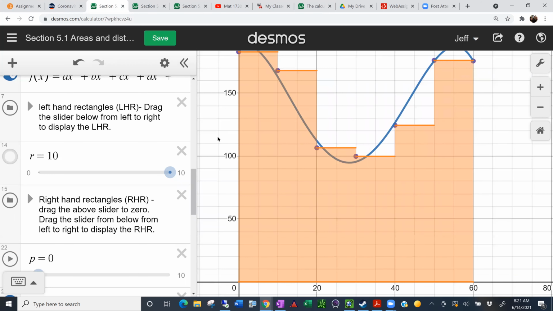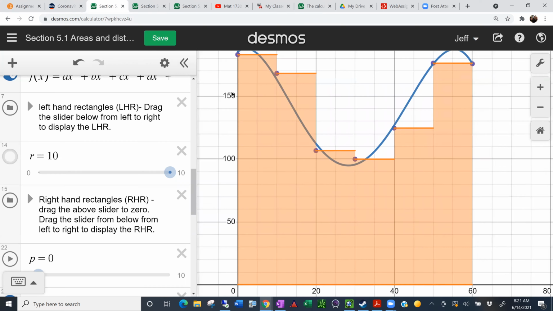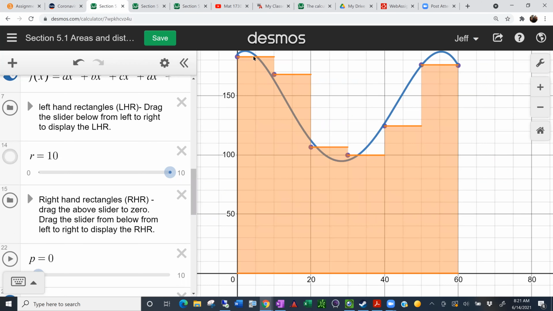Now it's just an estimate, right? Because as you can see, these rectangles aren't a perfect approximation of the area. In fact, over here, it's kind of bad. Now this is called a left-hand approximation because we're using the left-hand endpoint to get the heights of each rectangle. Left-hand endpoint of this interval, left-hand endpoint of this interval.